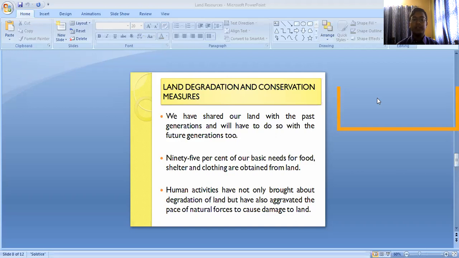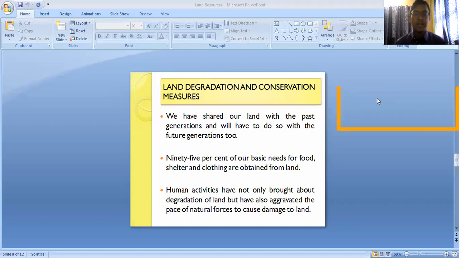Okay, so the land is used for forest cover, and the land is used for agricultural purposes. Some of the land comes under the category of barren and wasteland. Some of the land is used for human habitation, for construction of houses, roads, railways, industries, and all. And a major portion of the land resources of our country is used for agricultural purposes.